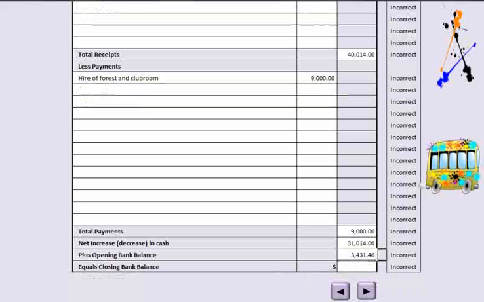The closing bank balance will be the change in cash during the year plus the opening bank balance. If the change in cash is positive, it means the club received more funds than it paid. Otherwise, it means it paid more than it received.